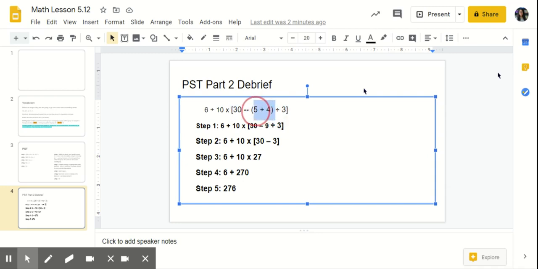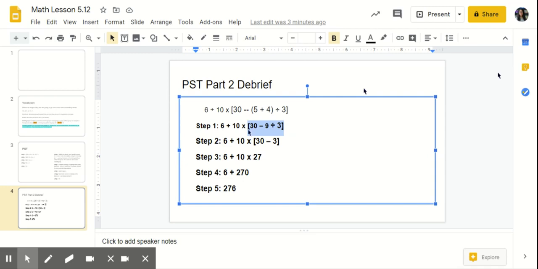These parentheses show me that before I do anything else, the very first thing I need to do is 5 plus 4. When I do 5 plus 4, I get 9, and then I'm going to bring everything down. So now I just have one group. Within that group, I have 30 minus 9 divided by 3.